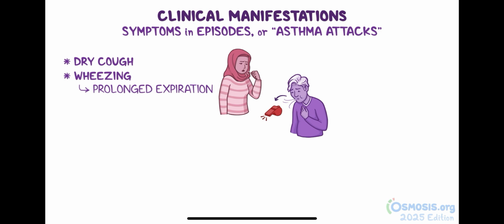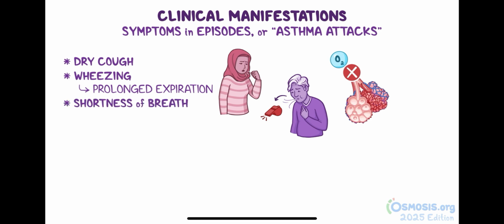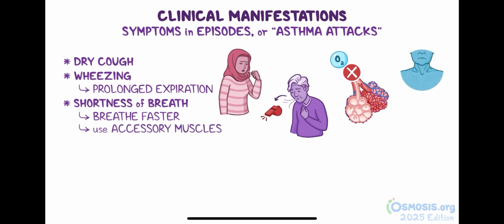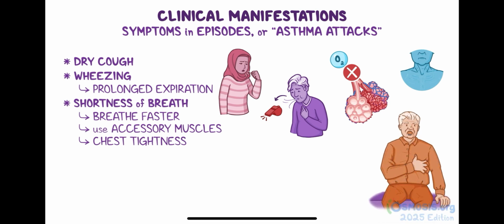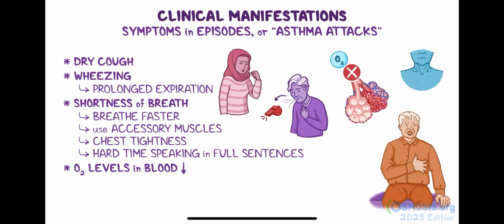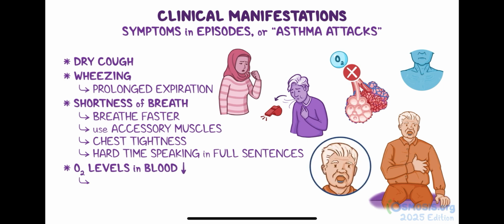Also, you might notice prolonged expiration because a person takes longer to blow the air out. And because the airways are tight, fresh air can't reach the alveoli, which reduces oxygen delivery to the lungs, causing shortness of breath. To compensate for this lack of air, a person will usually breathe much faster and use accessory muscles to help with breathing. Many individuals also describe the feeling of chest tightness, like a heavy band squeezing around their chest. And because of these breathing difficulties, a person often has a hard time speaking in full sentences. Finally, in severe cases, oxygen levels in the blood can drop, causing a bluish discoloration around the lips called cyanosis.